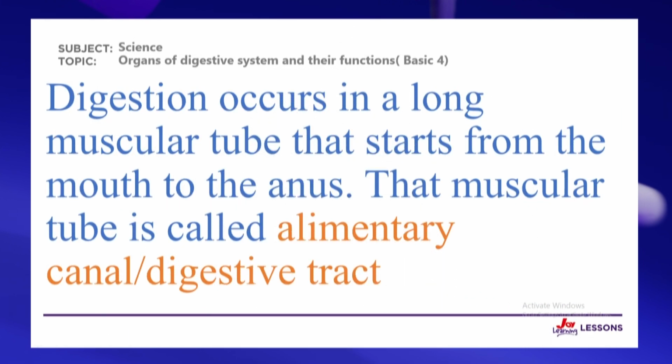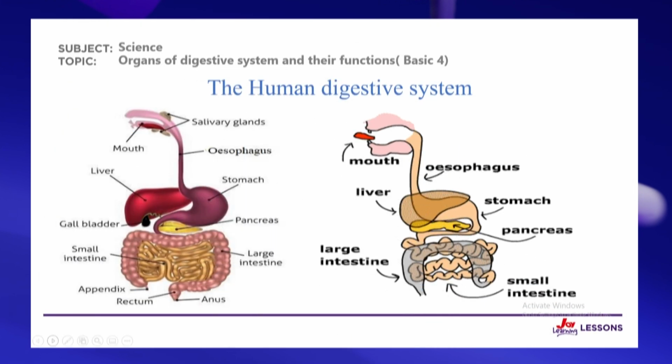Now, digestion occurs in a long tube from the mouth to the anus, which is called the alimentary canal. Say that after me: alimentary canal or digestive tract. Digestive tract. All right, so on the screen we can see our digestive tract or alimentary canal consisting of various organs.